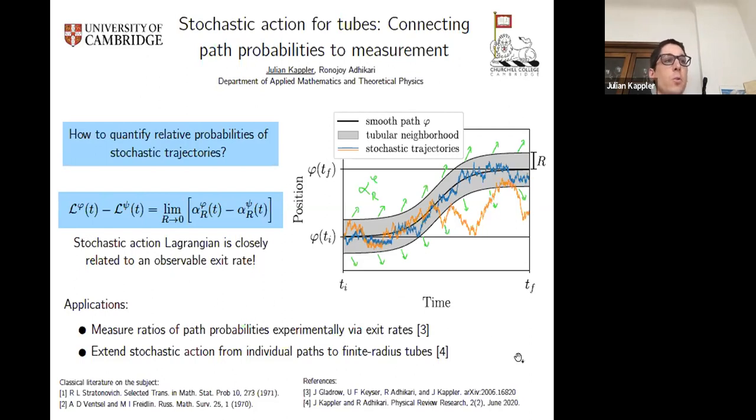We think this is a remarkable equation because it relates the action Lagrangian on the left-hand side to an observable exit rate, which is a very intuitive way of characterizing path probabilities. Using this relation between the exit rate and the stochastic action, we have measured relative path probabilities experimentally without fitting a model to the data. We also asked what happens if you don't take the limit. We removed the limit r to 0 on the right-hand side, and we calculated the next order corrections to the stochastic action Lagrangians. So the big picture is that we consider tubes as surrogates of individual trajectories. If you want to know more, have a look at my poster or at the references.